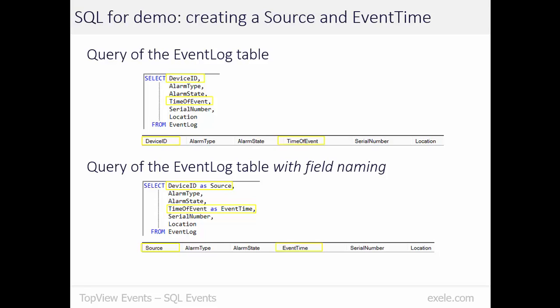Part of writing your SQL query for TopView is deciding which field or fields will be your source and event time. In the second query, I've assigned the name source to my device ID column and the name event time to my time of event column. And you can see that the return fields now include the required source and event time field names.